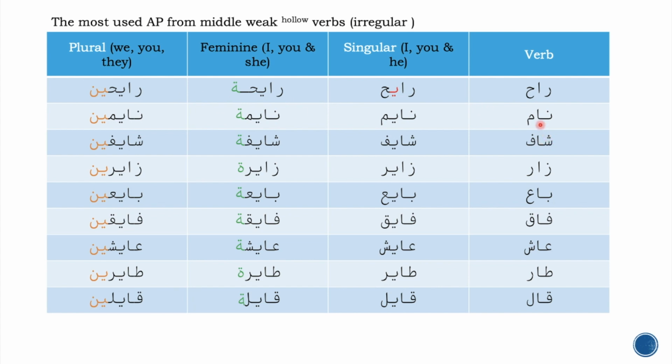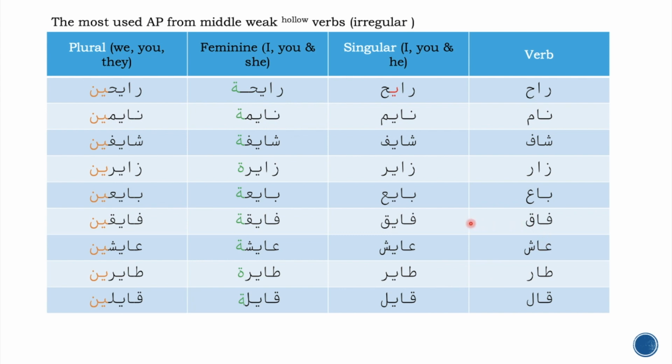Nam is to sleep and it becomes نايم, نايمة, نايمين. Shaf is to see and it becomes شايف, شايفة, شايفين. Zar is to visit and it becomes زاير, زايرة, زايرين. Ba' is to sell and it becomes بايع, بايعة, بايعين.